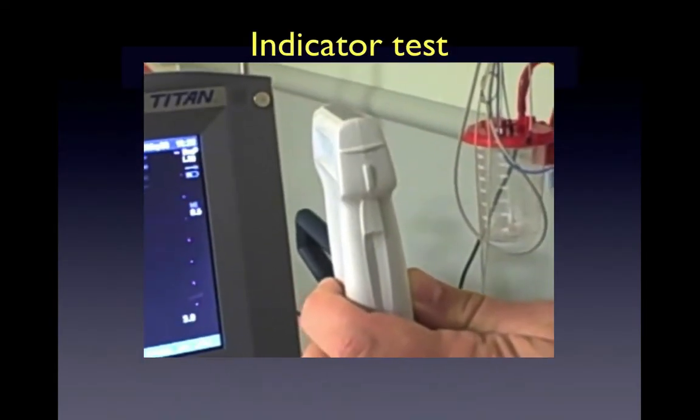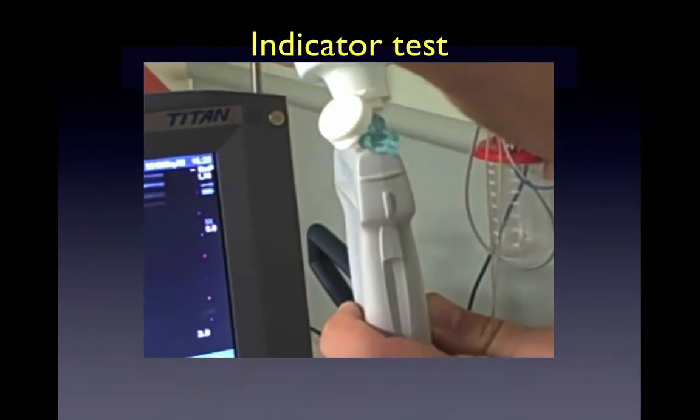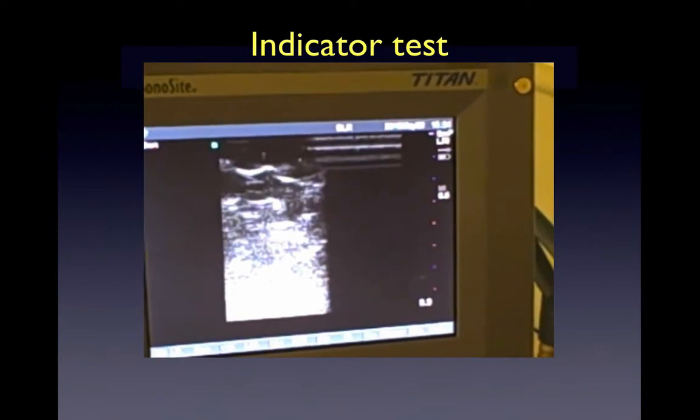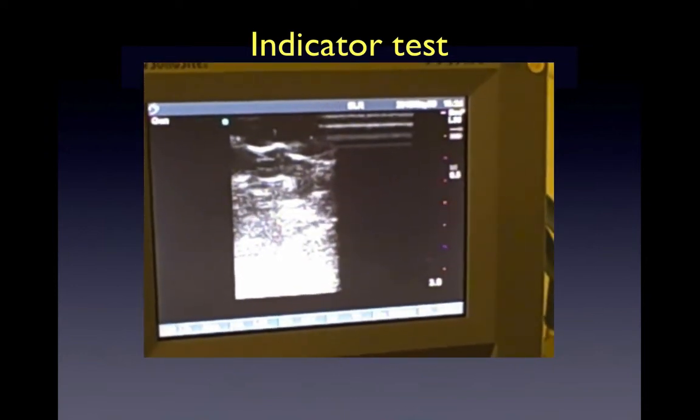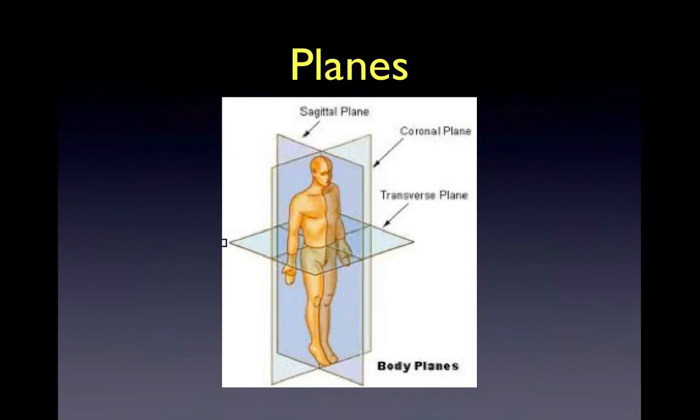This is something called the indicator test. The operator is putting gel where the indicator marker is on the probe, and you can see that this corresponds to the dot on the screen. You should always perform an indicator test so you understand your orientation. It's important to understand the orientation of your probe with the screen so that you're accurately imaging the body in different planes. What we're trying to do is approach a three-dimensional object or anatomy in more than one plane.